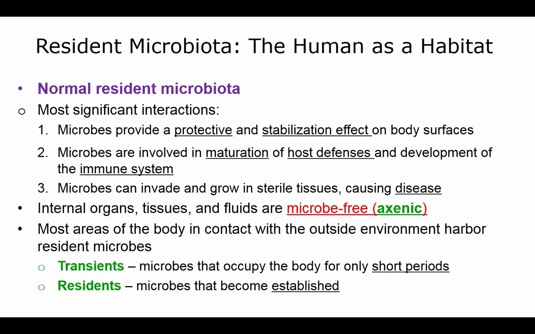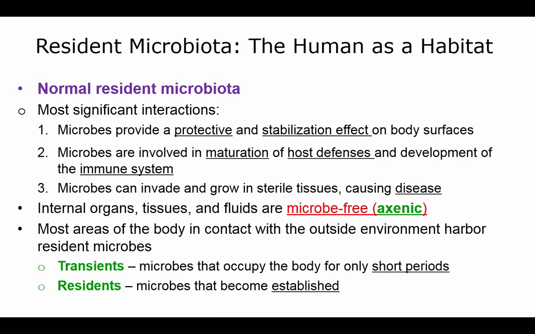I know that when I started teaching school, I had a sore throat constantly, but after that first year, my immune system developed more because of all the germs in the school environment, so that I don't get sick every time something comes along. And microbes also can invade and grow in our sterile tissues and cause disease.